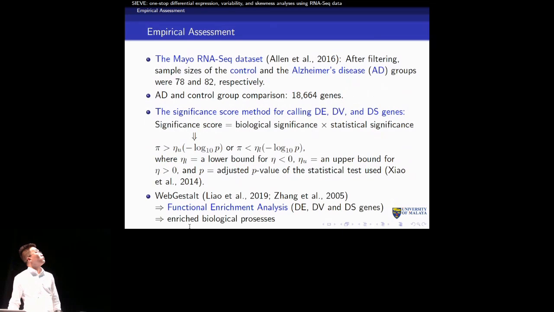I apply SIEVE to real RNA-Seq data. For illustration, I choose to compare the Alzheimer's disease to the control group. And the significance score method is used to code DE, DV, and DS genes. This method considers both biological significance and statistical significance. And finally, the functional enrichment analysis is conducted.